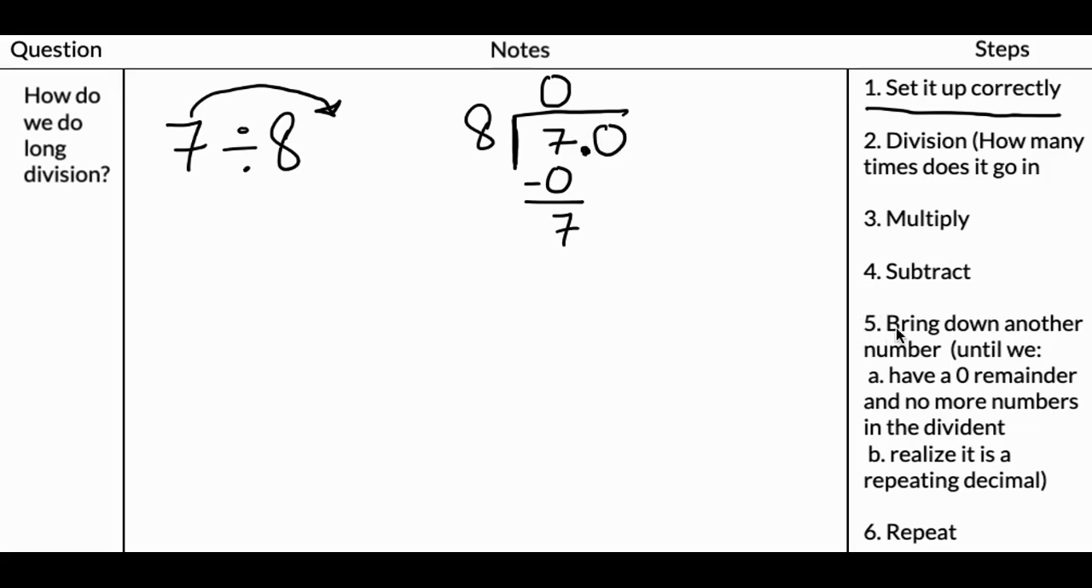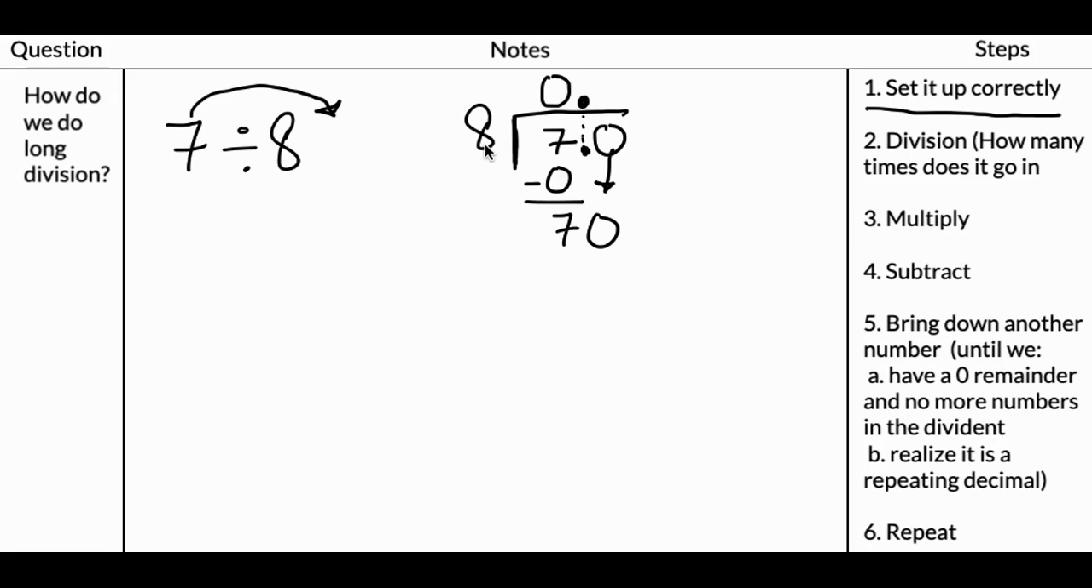So when we get to this fifth step of bringing down another number, we're only really going to be finished when we have a remainder of 0, or we realize that we're going to end up getting a repeating decimal. So in this one, we're bringing down a 0 here and really seeing, okay, how many times does 8 go into 70? Another important part when we're doing our long division is that we need to know that the decimal in the dividend is going to match up with a decimal in our quotient.